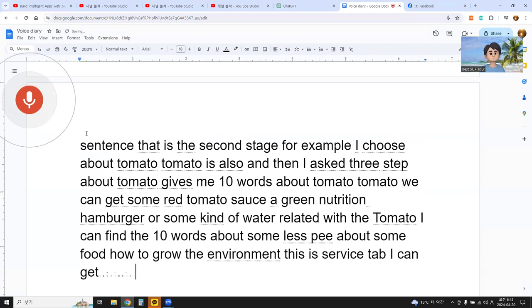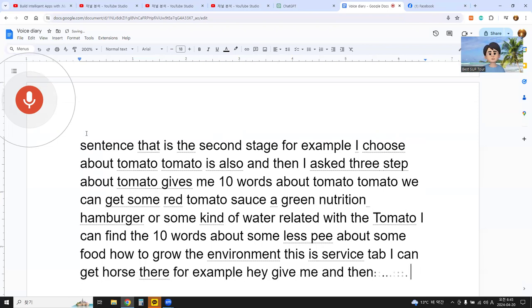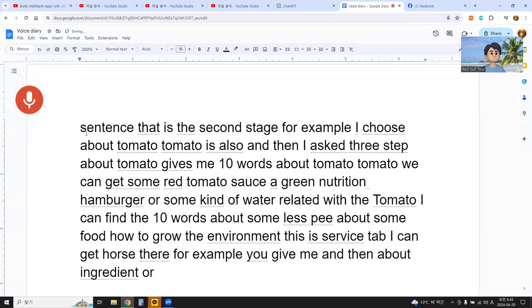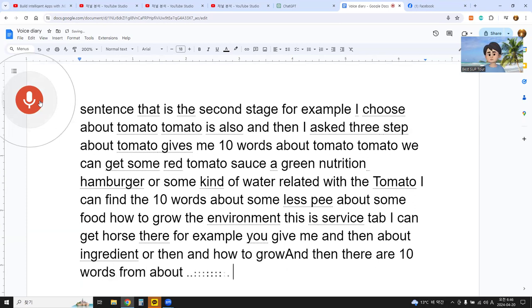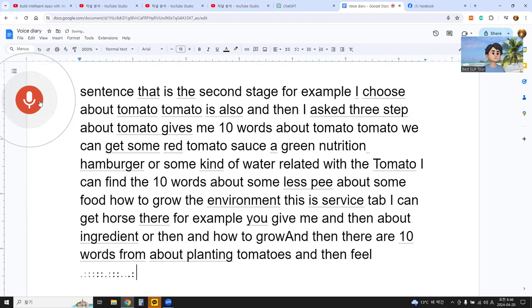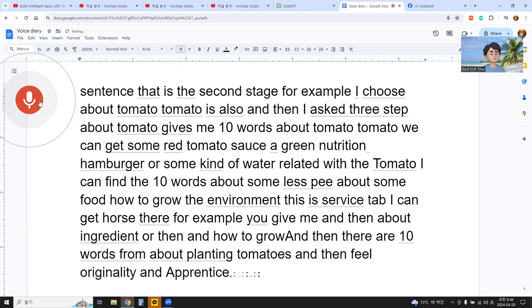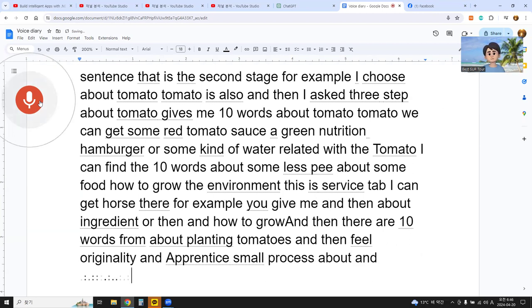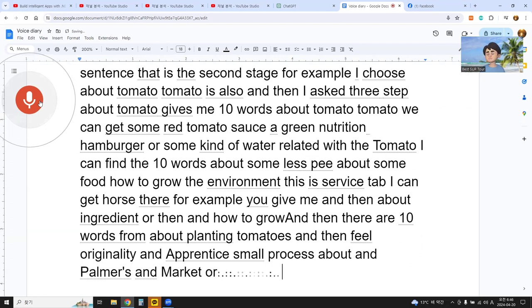I can get the fourth step. For example, about ingredients or how to grow the tomato. So, and then I can pick one, tomato planting, harvesting, planting tomatoes. And then the topic, planting tomatoes, is the fourth step. There are 10 words about planting tomatoes, and then field, plant, a small process, and farmers and market, something, 10 words. This is the fourth step.